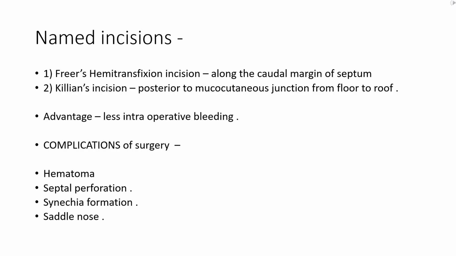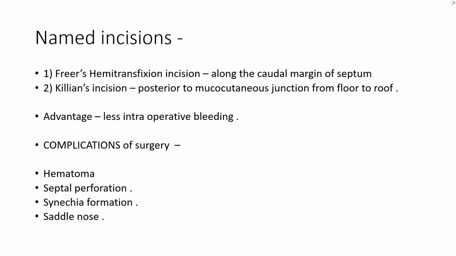Second is Killian's incision. It is given approximately 2 to 3 millimeters posterior to the mucocutaneous junction from floor towards the roof. So basically it cuts through a relatively less vascular area of the nasal septum, so there are reduced chances of intraoperative bleeding with Killian's incision. So these two are the important named incisions that we use in septal surgeries.